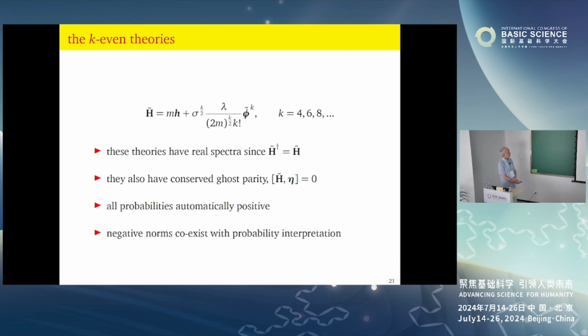So let's move on to interacting theories. First of all, interactions with an even power of the phi twiddle. So we have the quadratic part I just gave and this interacting term. Now it turns out that this theory does happen to be such that it's Hermitian. This matrix is Hermitian, and therefore it's going to generate real spectra automatically. It also turns out to be the case that it conserves ghost parity, or in other words, H-twiddle commutes with this eta matrix. So this is an example of a theory where all probabilities are automatically positive, even with the presence of negative norms, showing that these things can coexist with a sensible probability interpretation.